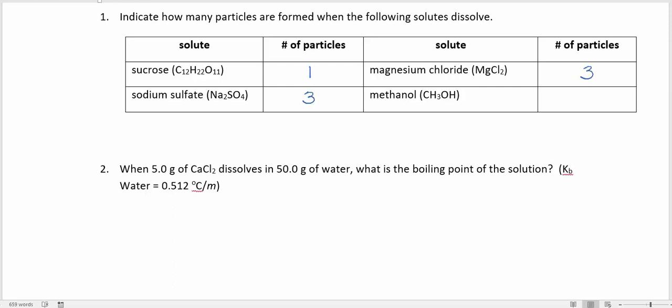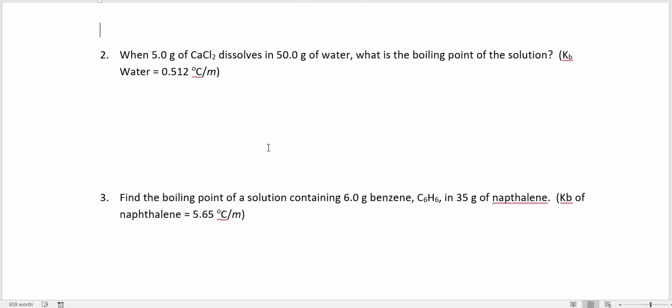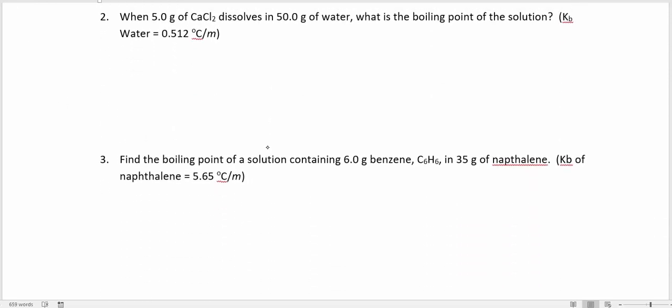Methanol is an organic compound. It has 1 particle upon dissolution. Number 2, when 5 grams of calcium chloride dissolves in 50 grams of water, what is the boiling point of the solution? You're given the Kb of water.